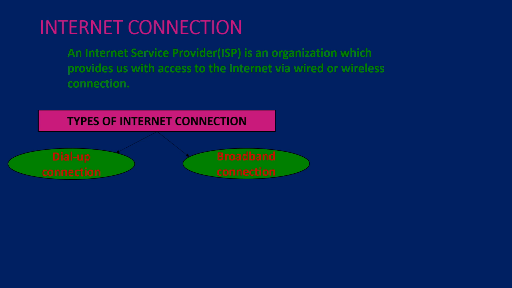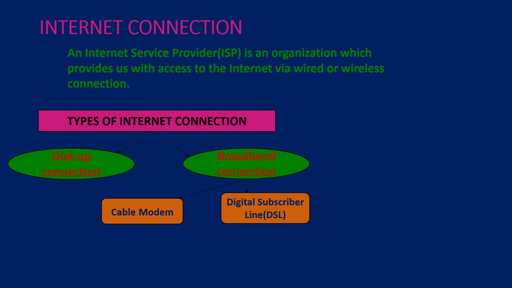Next one is the broadband connection. The term broadband commonly refers to high-speed internet access. It is faster than a dial-up connection because these signals carry more data. The speed of a broadband connection is measured in megabits per second. Broadband includes several high-speed transmission technologies such as cable modem, digital subscriber line, and wireless connection.